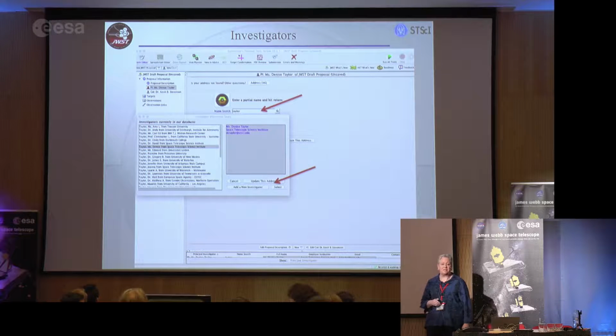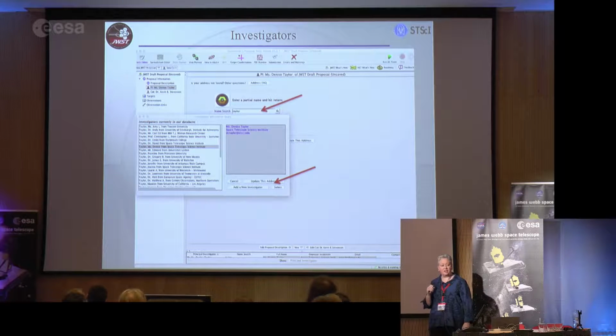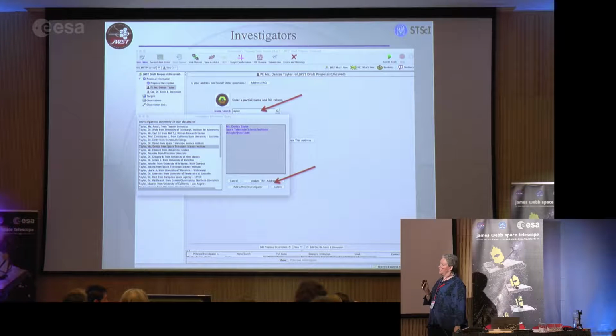And then you need to put in your investigators. So in that little slot for name search, you would put in at least 4 letters, the first 4 letters of the person's last name, and you can hit return, and it does a search on our investigator database. If you've ever used Hubble, your name should be in the database. If you haven't, or you've used other observatories, we may have it in there. And you would get this list of all the names that come up that match, and you can choose one. You do the select, and then it automatically populates everything for that person.